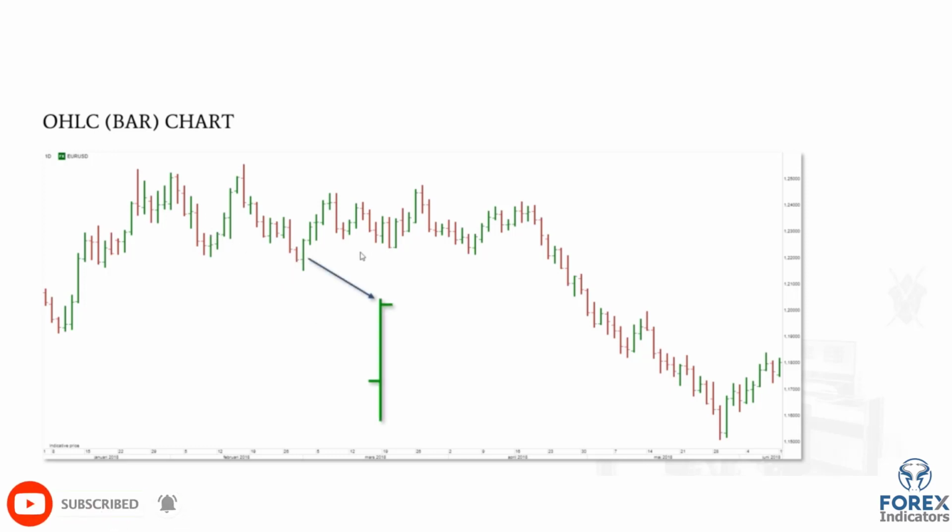And if we look at what these bars represent, first of all, you have the vertical line in the middle, which represents the entire price movement during that day, because it's a daily chart. And to the left and to the right you have these horizontal ticks. The left tick is the opening price of that particular day. And to the right is the closing price, which means price opened here for the day, price moved within this price range during the day, and then price closed here to the right.